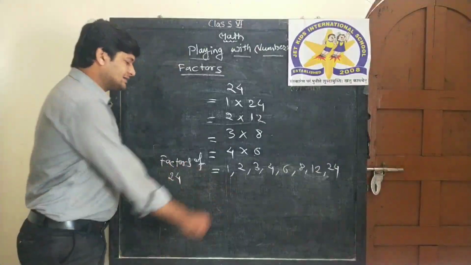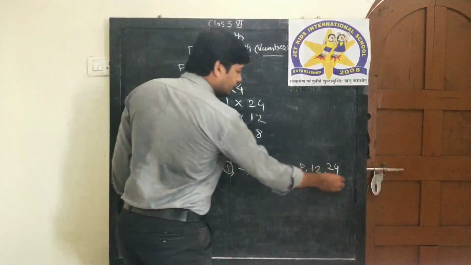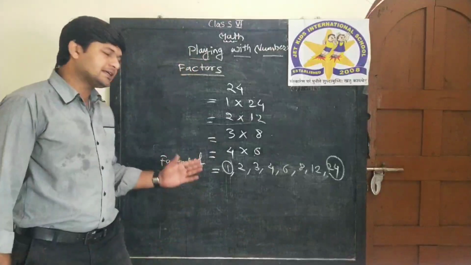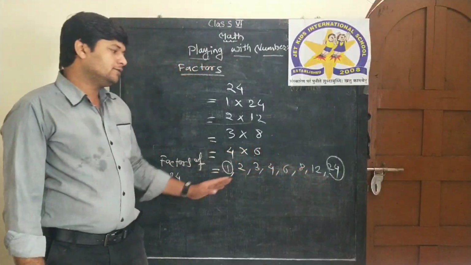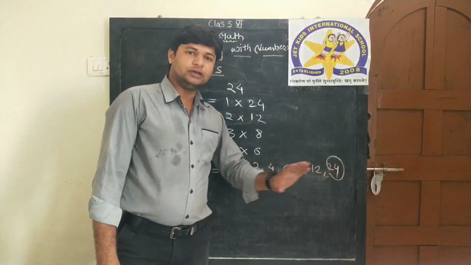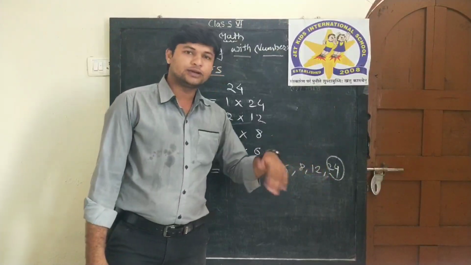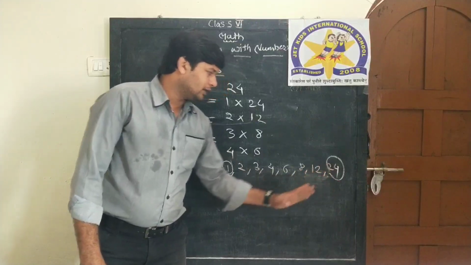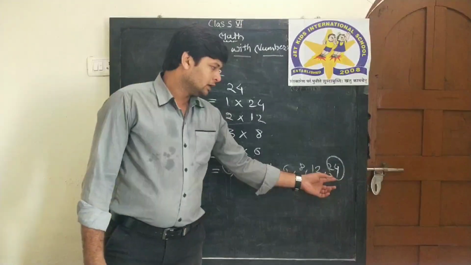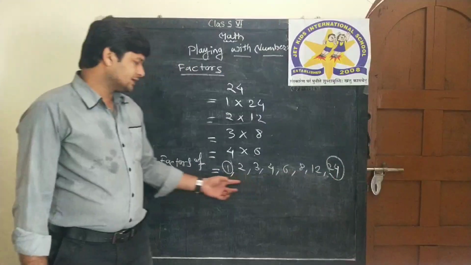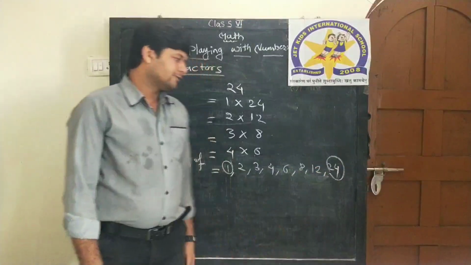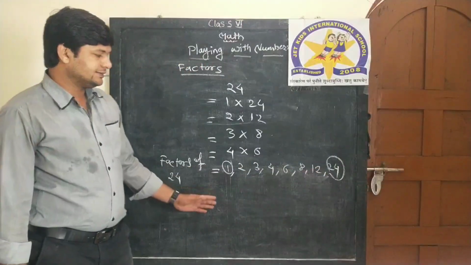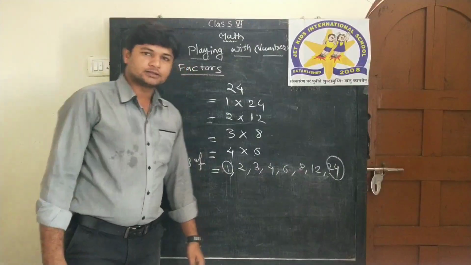Similarly, we can see here 1 is a common factor, and 24 itself is a factor, and each and every factor of 24 is less than or equal to 24. 24 is also a factor, but it is equal, not greater. So it is smaller or equal. Clear? All the factors are smaller or equal. So keep these things in mind whenever you solve factors.